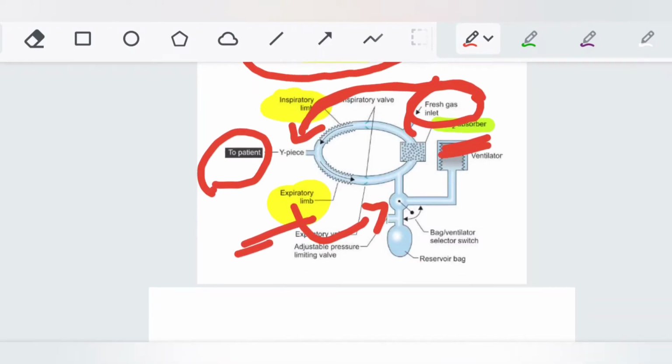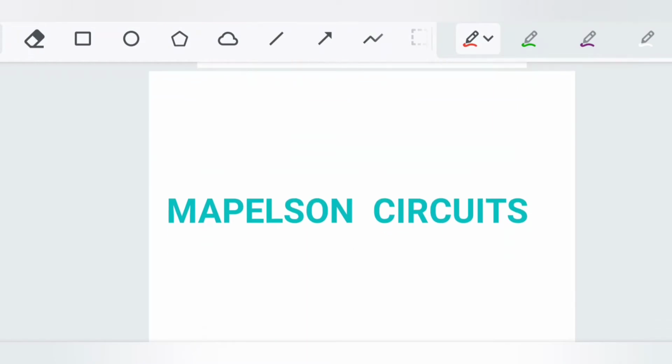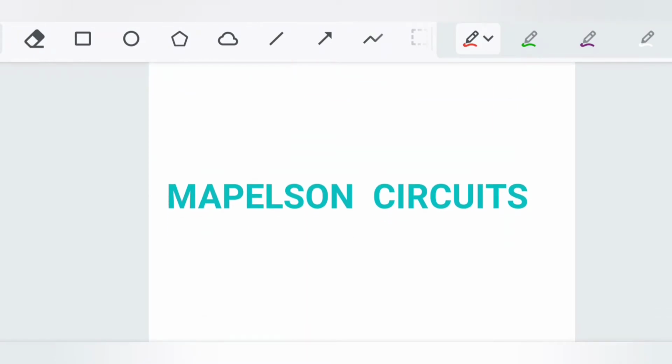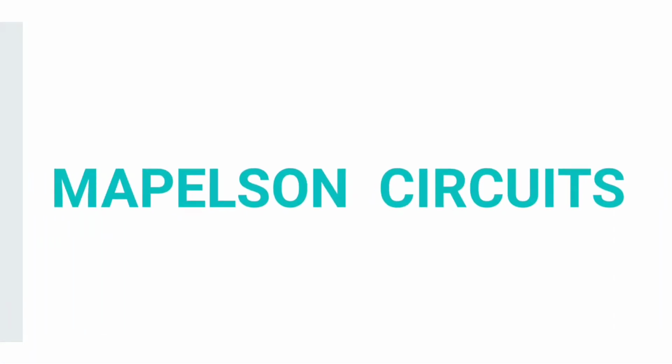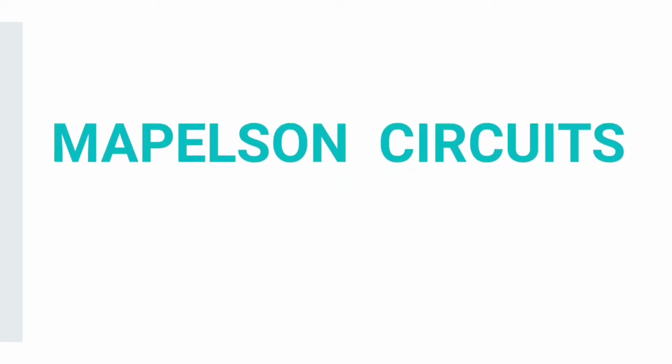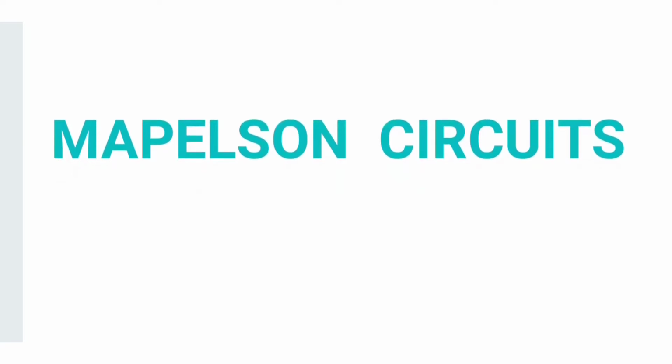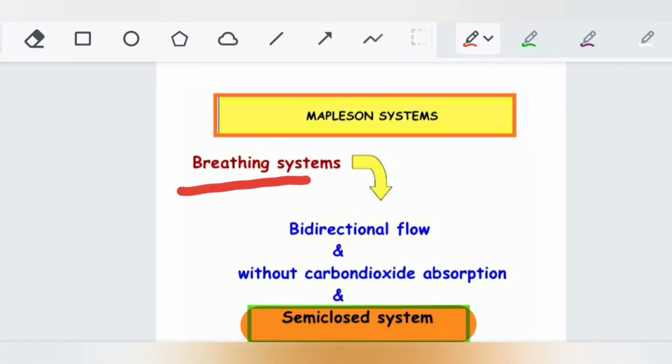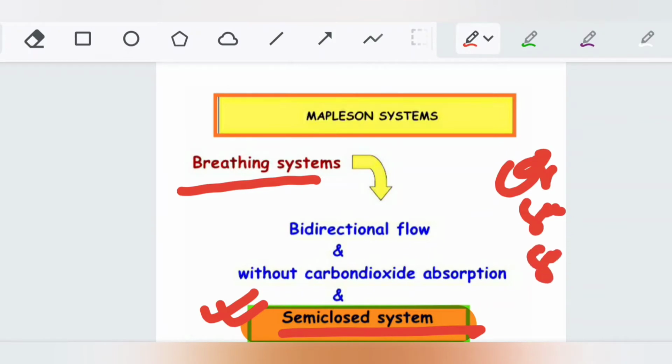Now we will see in detail the Mapelson circuits, and also very good mnemonics to memorize them, because this will be important in every exam, like NEET PG, NExT, AIIMS, FMGE. Every exam, you will get one or two questions from the Mapelson circuits. So let's see. Mapelson circuits are a breathing system, that is, a semi-closed system. Which category does it fall under? Semi-closed. We had seen open, semi-open, semi-closed and closed.